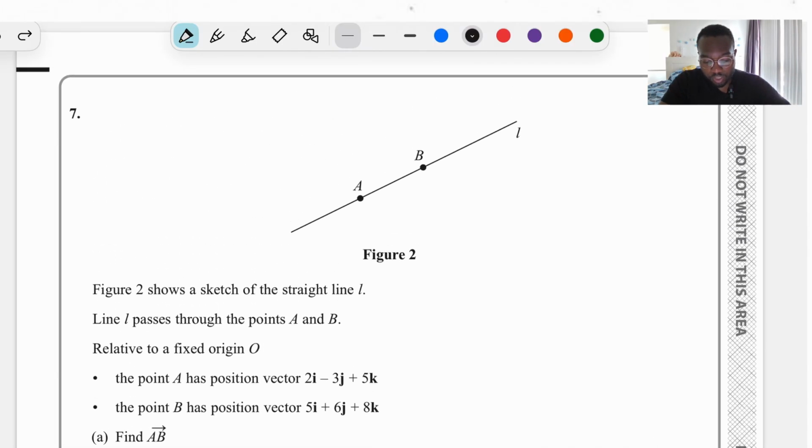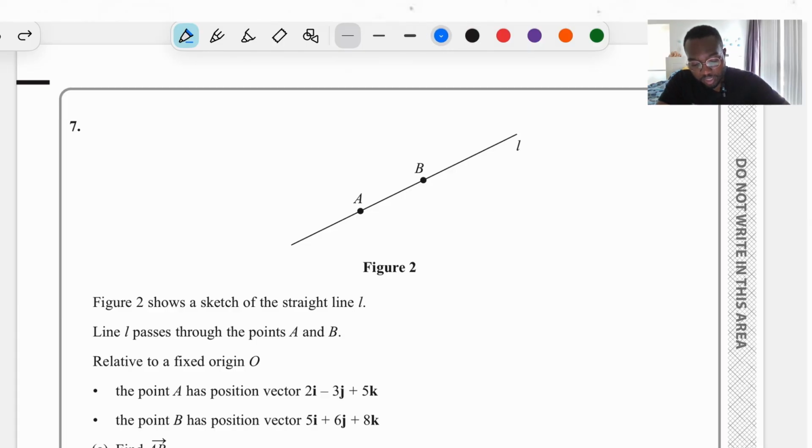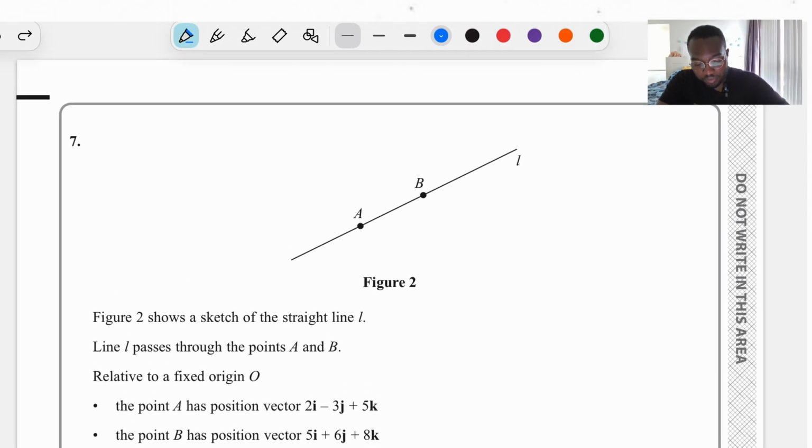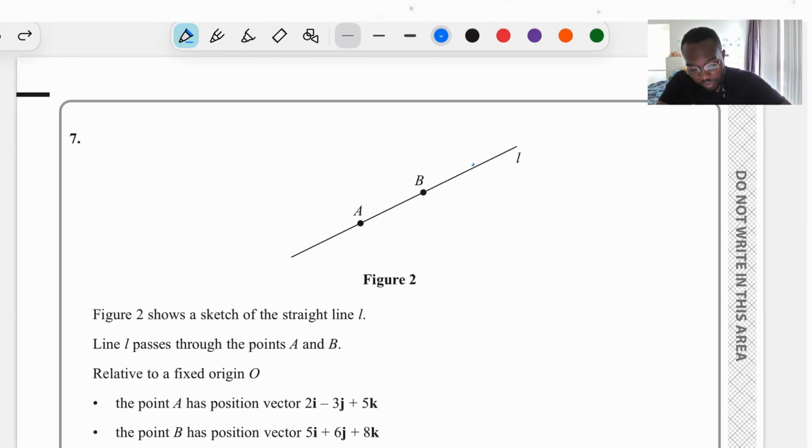Okay, so for this question, let's think of P. If we have AP here, the distance of AP is 2 times the distance of BP. Therefore, let's say we have a point here. This is P. Now, AP would be double the distance of BP in this case, because just like with algebra, this could be 2x, for example, and this could be x. So effectively, that is one way we can look at it.